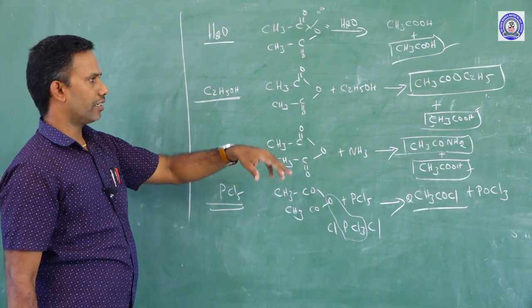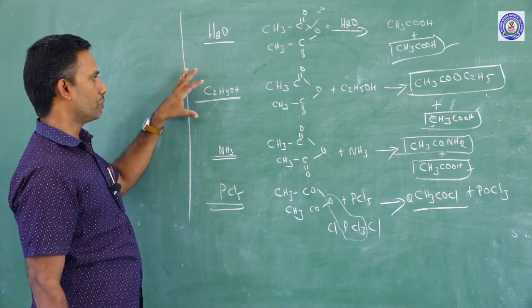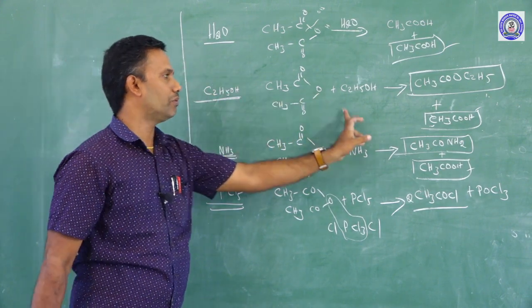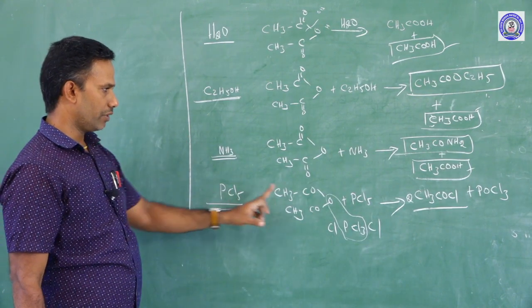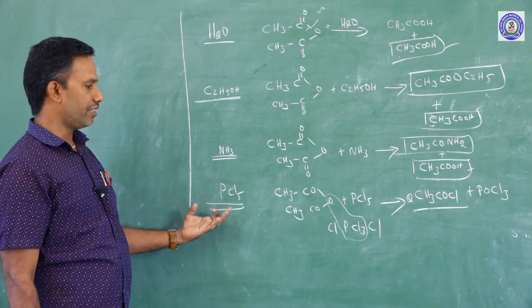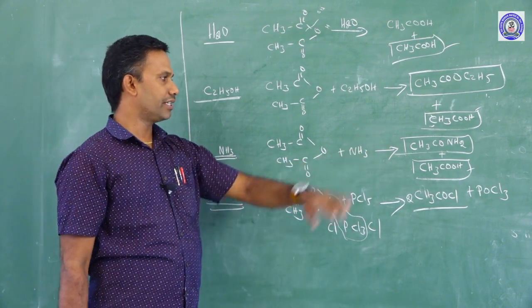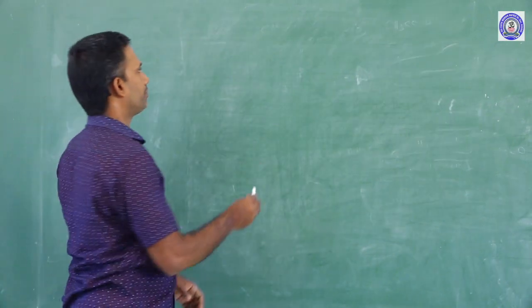We may also call this alcoholysis. By using alcohol, we are cleaving this compound. So alcoholysis. Treating with ammonia, you are getting amide. Finally, if you treat acid anhydride with PCl5, you are getting acetyl chloride. Okay. On to the ester.